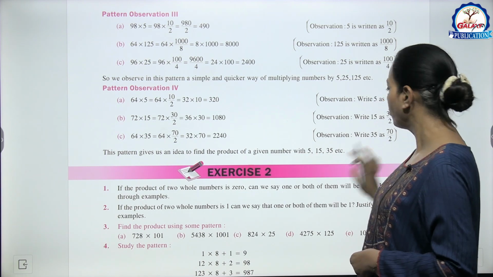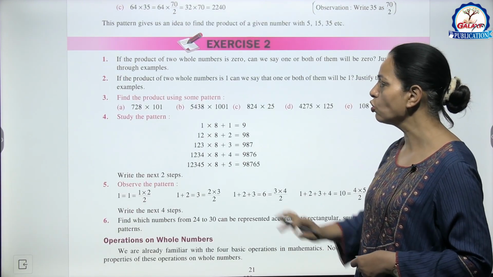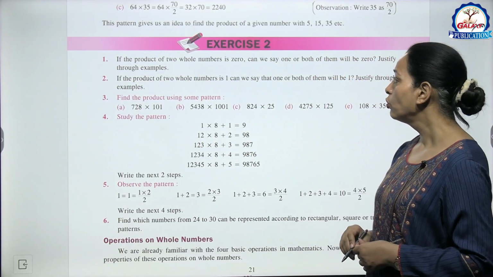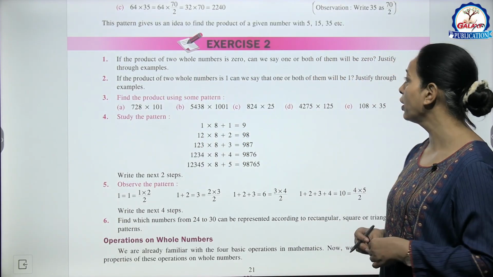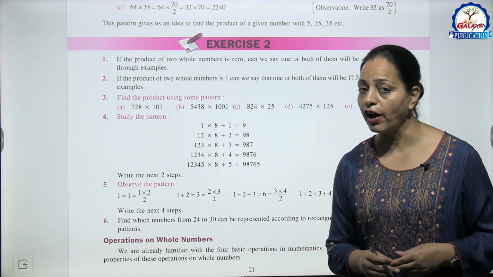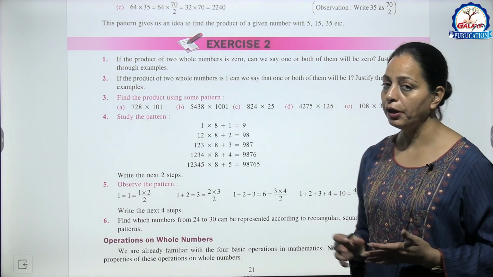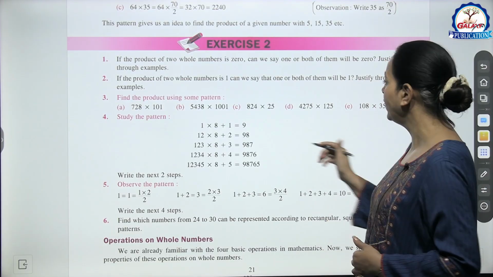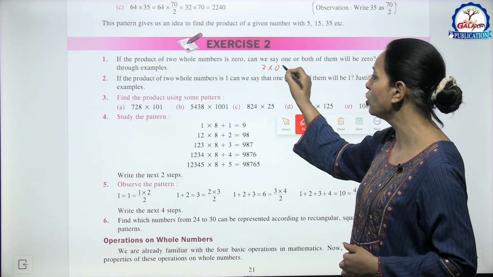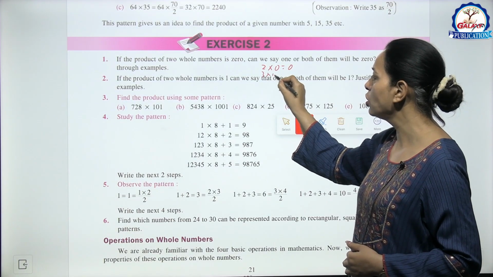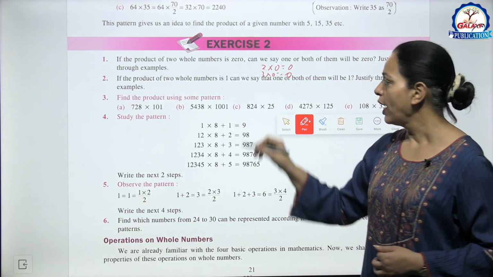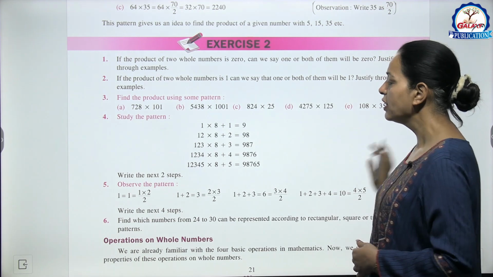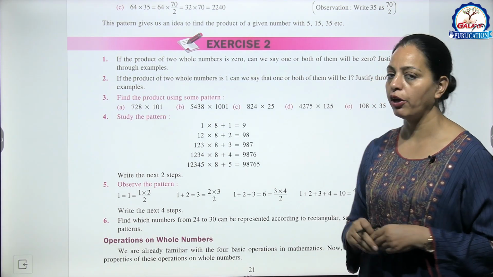Now this is the time of exercise 2. See question number 1. If the product of two whole numbers is 0, can we say one or both of the numbers will be 0? Justify through examples. Yes, one number or both the numbers are 0, because when we multiply any number by 0, like 2 into 0, this is 0. 3 into 0, it becomes 0. And 0 into 0, this is also 0, right? Now the next question number 2 you can try on your own.